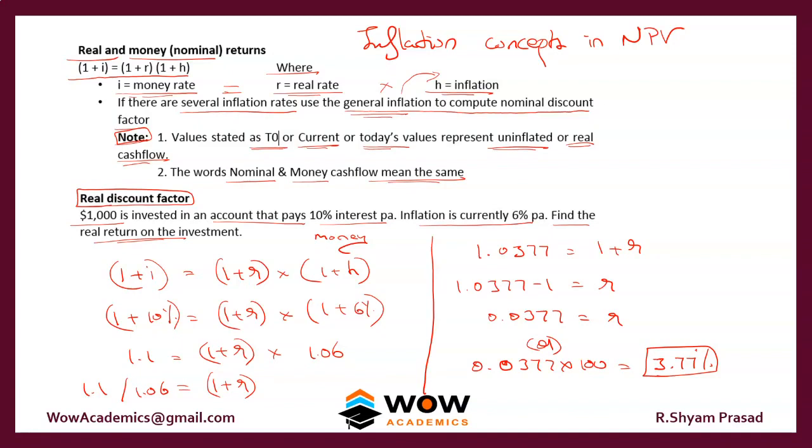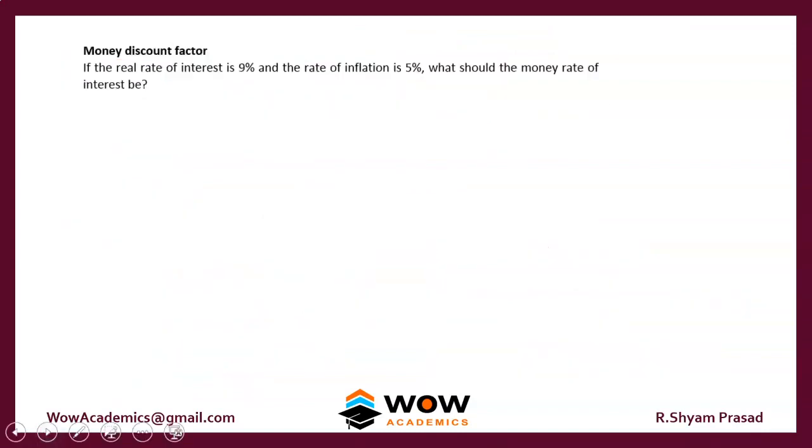Normally the real return will always be lower than the nominal return. If you see here, the nominal return is 10%, but the real return will be lower. That is why it is 3.77%. So we can also put it like this: the real return will be less than the nominal return. That is how they are linked. We'll go to the next problem.